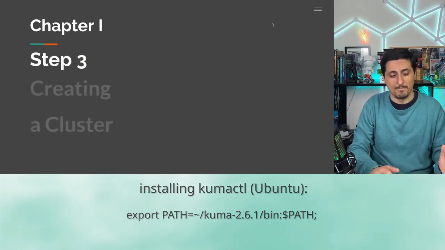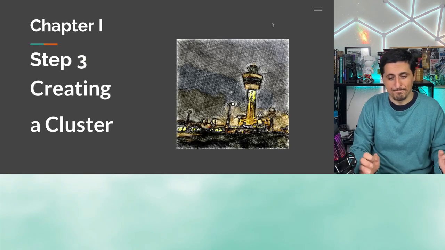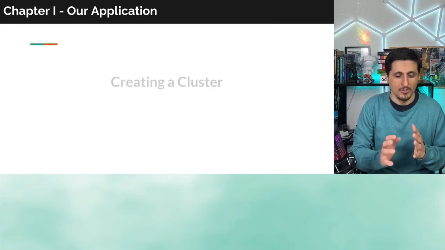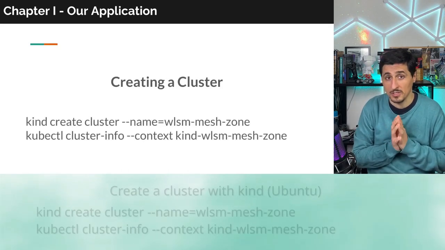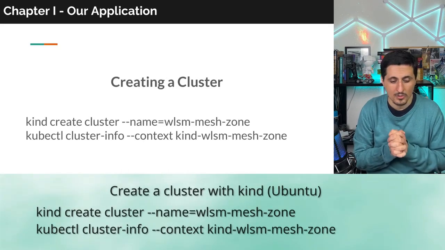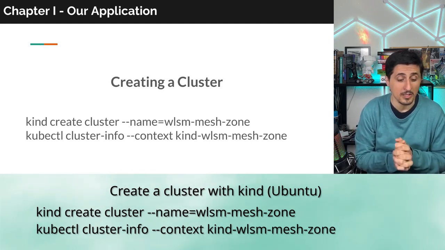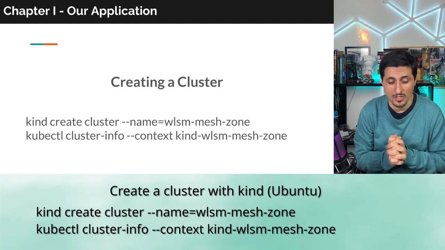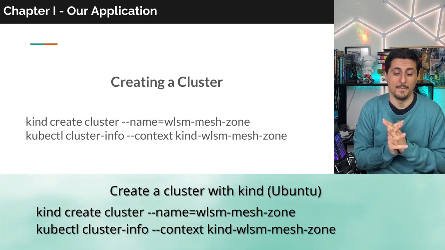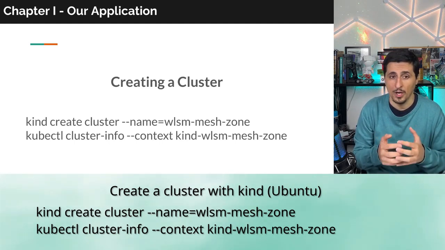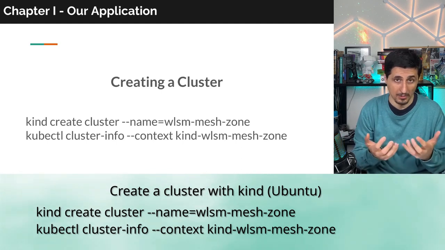So step three, creating a cluster. To create a cluster, we only need to issue a simple command, and that is kind create cluster --name with the name of the cluster. The second command, kubectl cluster-info, is just to gather the info of our cluster.